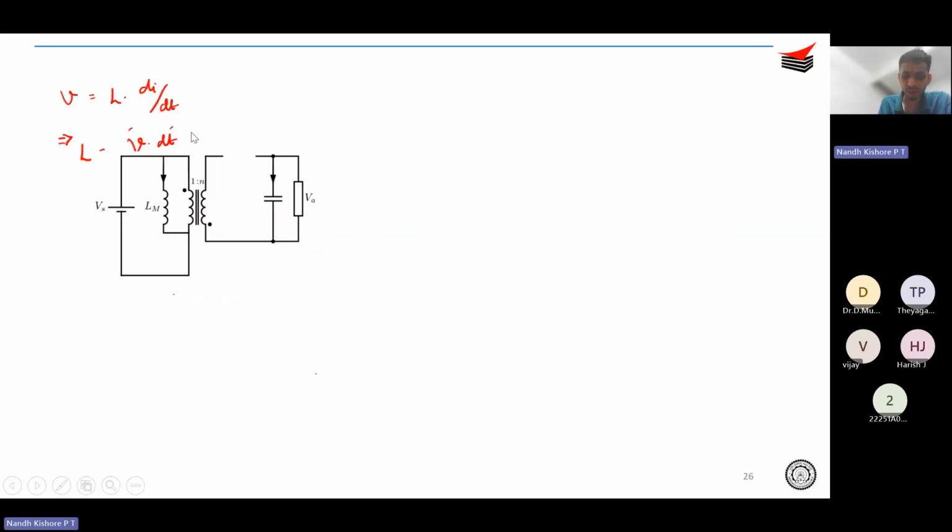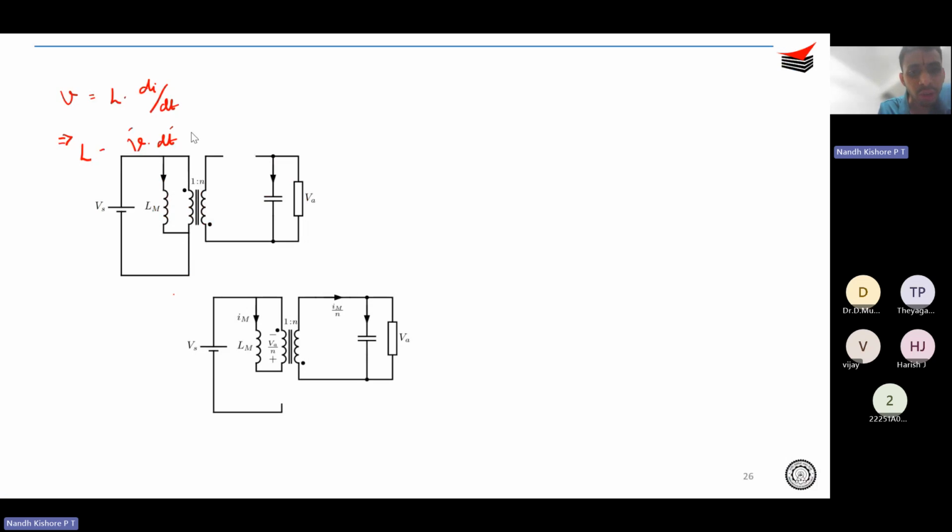Okay. So in this problem, we saw that during the DTs period, VL is equal to Vs, and during the (1 minus D)Ts period, there is a reflected voltage from the secondary onto the primary side. Therefore, VL is equal to what? VL is equal to minus Vo over N, correct? If I take this as a polarity.